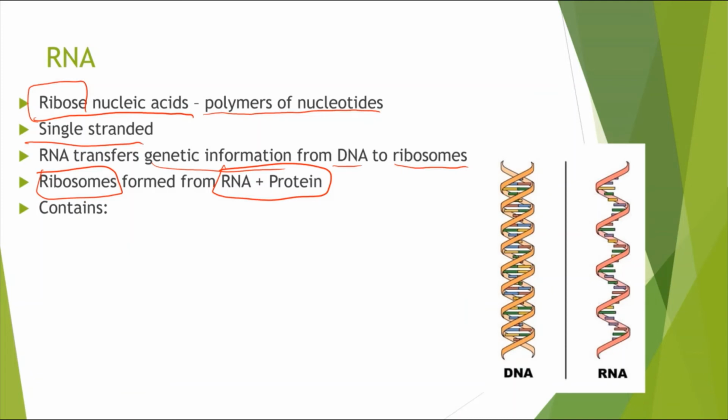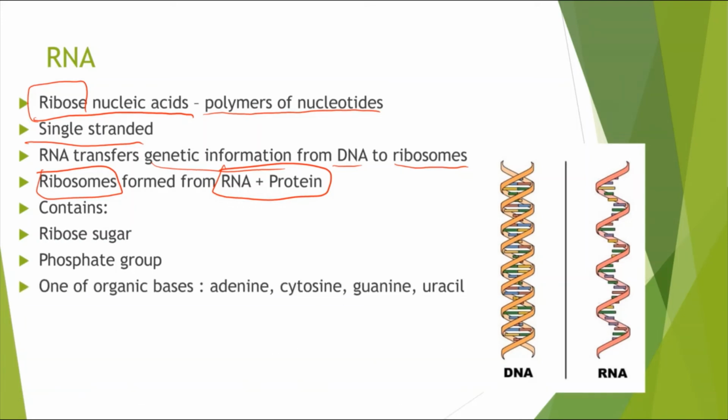And the RNA contains a ribose sugar. Compared with DNA having deoxyribose sugar, it has ribose sugar. It has again the phosphate group, the same as every nucleotide. And it has one of the organic bases: adenine, cytosine, guanine, or uracil. So DNA had thymine, but instead of thymine, RNA has uracil.